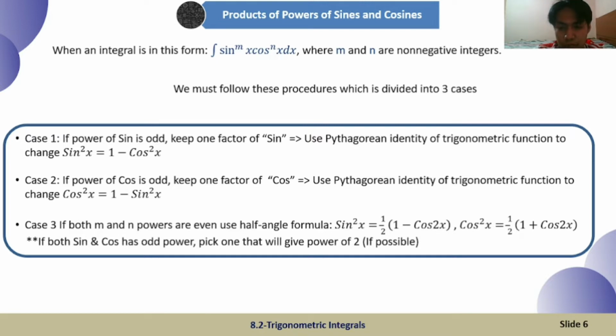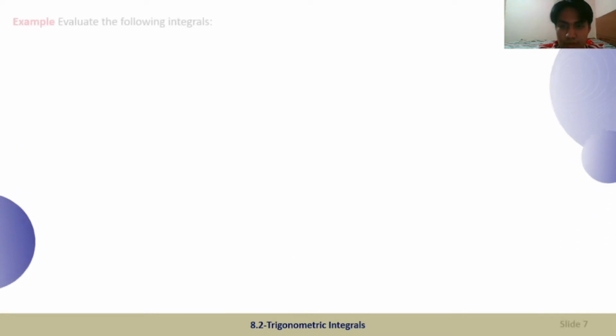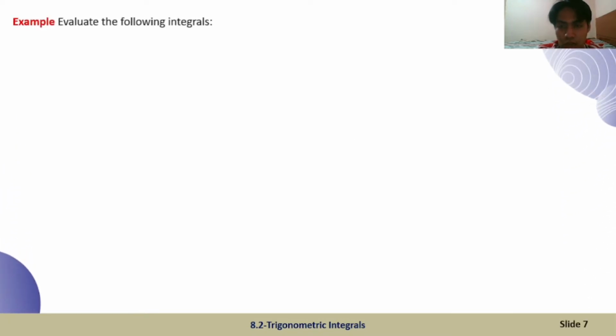There's a special case when both sine and cosine have odd powers. When you face this situation, pick the one that will give a power of 2. To test your understanding, we should do a few examples. So, example, evaluate the following integrals. A. Integral of sine to the power of 3x cosine to the power of 2x dx.